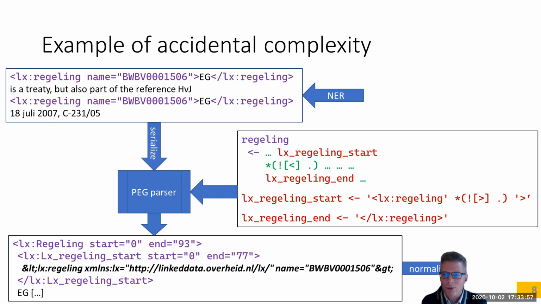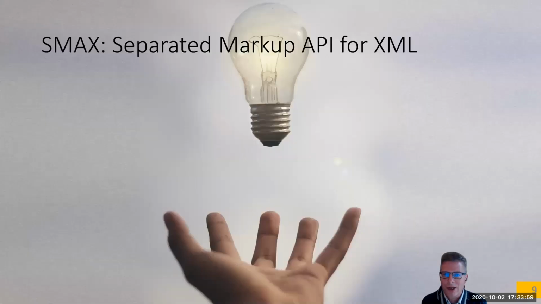So how can we solve this? Well, we developed SMAX, the Separated Markup API for XML. And using this API, it's possible to process the text content of an XML document as a linear string or stream of characters without any intervening markup. But at the same time, SMAX retains and allows you to modify the structure and markup of the document.